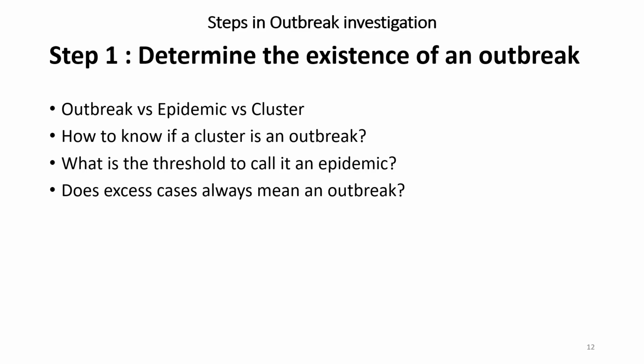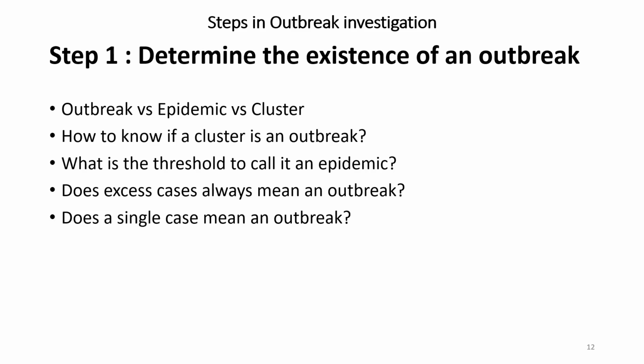The next question which always arises is whether excess cases always mean an outbreak. Actually, when the reported number of cases is more than the expected number, it does not always mean an outbreak, because it can be due to many reasons. For example, it can be due to a change in the local reporting system, a change in case definition, increasing awareness, or improved diagnostics. So, all these things we need to keep in mind before declaring an outbreak, or before raising a false alarm. Okay. So, does a single case always mean an outbreak?